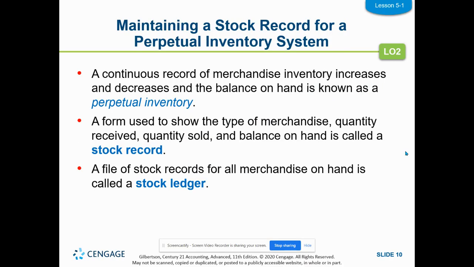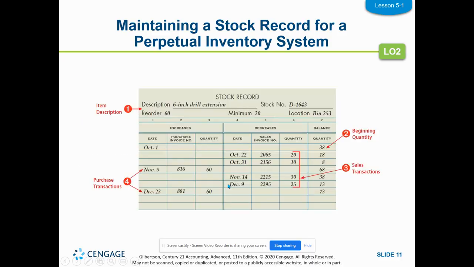So we have to keep track of our inventory. And so we generally keep track through a stock method for that perpetual inventory. So we're going to use a stock record or a stock ledger. Okay. So this is what it looks like. It's super simple. I love this thing.